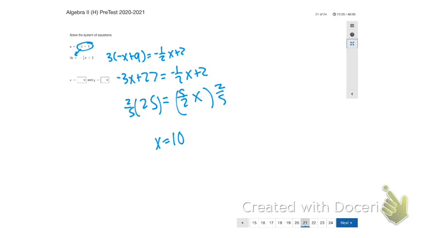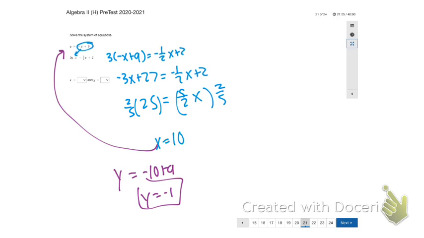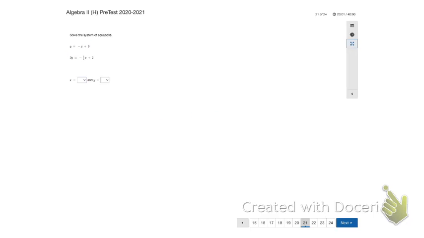Once I know what x is, I can take it and plug it back into either equation. I'm going to plug it into the first one because that's the easiest. So I would get that y equals -10 plus 9, and y equals -1. So you should have those answers on there.